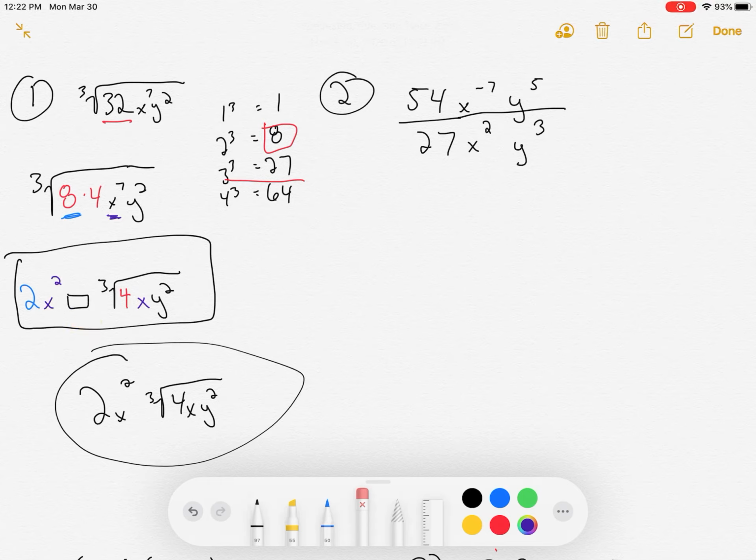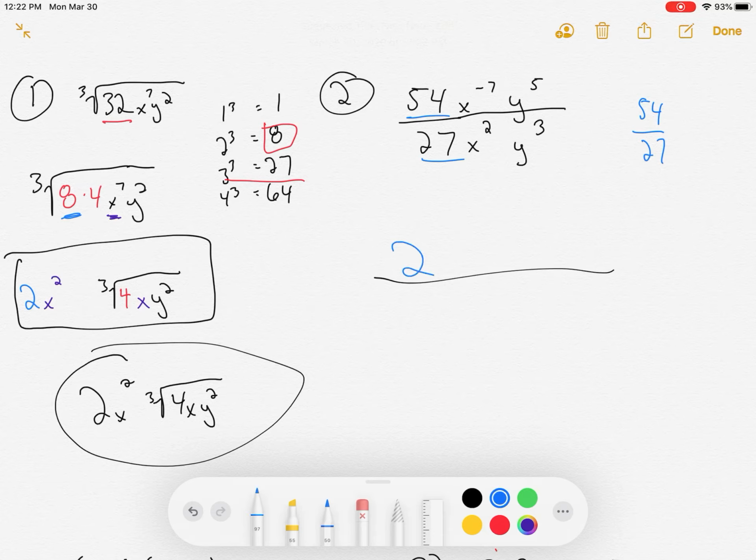Okay, on to number 2. Number 2, now we are dividing. Now, remember, when we have just plain numbers, like 54 and 27, we either divide or reduce those. So if I just had 54 over 27, you'd say, well, that doesn't divide out nice, or does it? 54 divided by 27 is just 2.